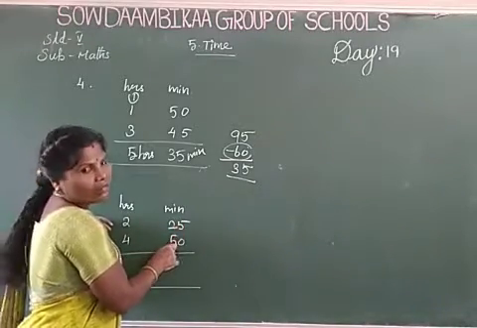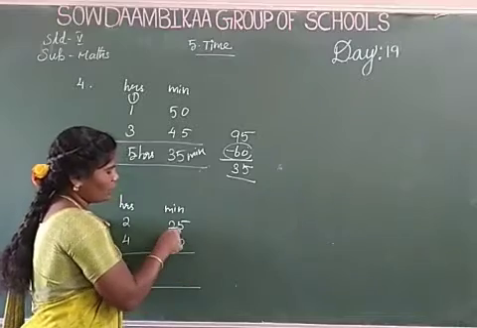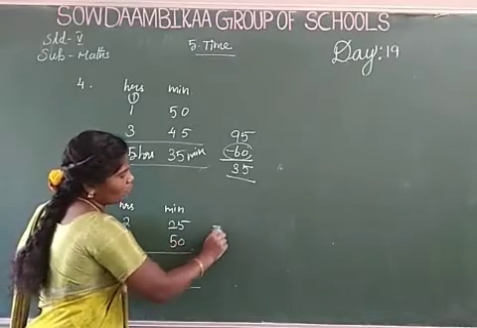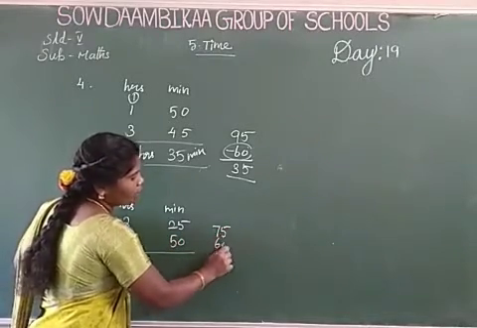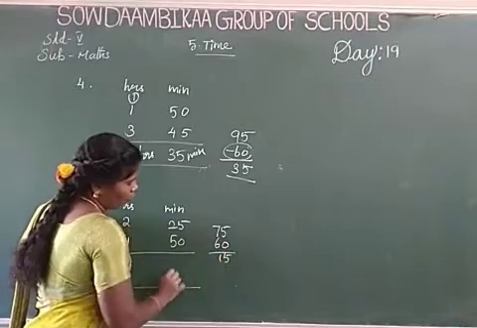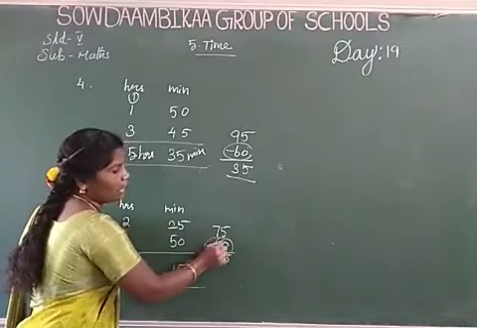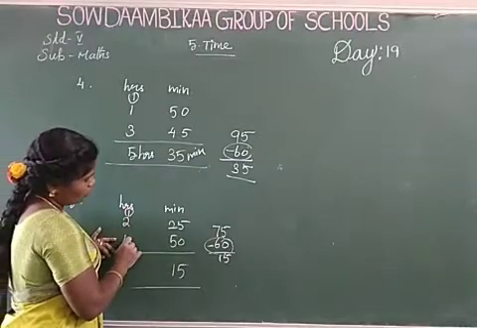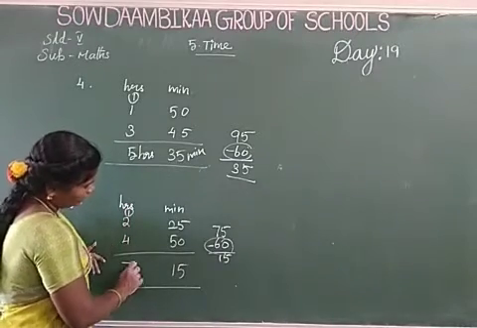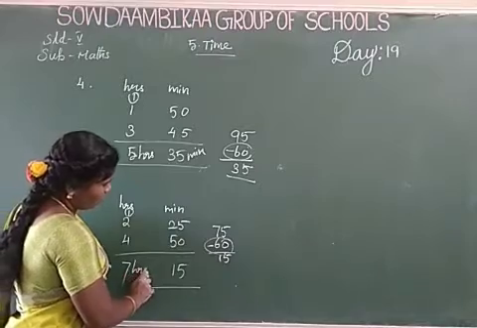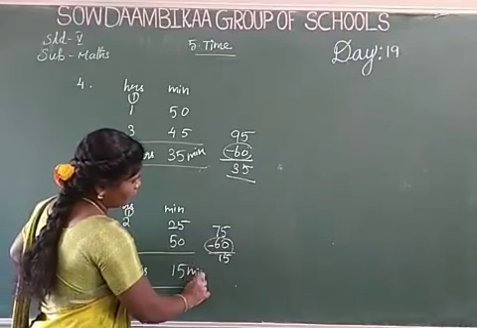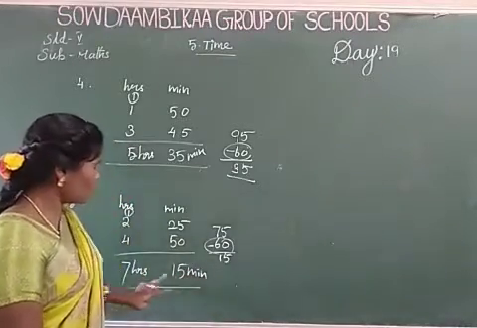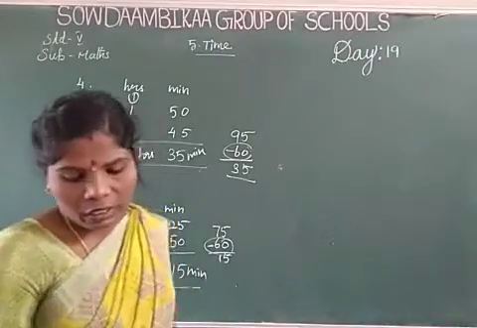25 plus 50, 75. 5 plus 0, 5. 2 plus 5, 7. 75 minus 60, the answer is 15 minutes. The 60 added to 1 hour. 2 plus 1, 3. 3 plus 4, 7. So the answer is 7 hours 15 minutes. Okay, the addition is over.